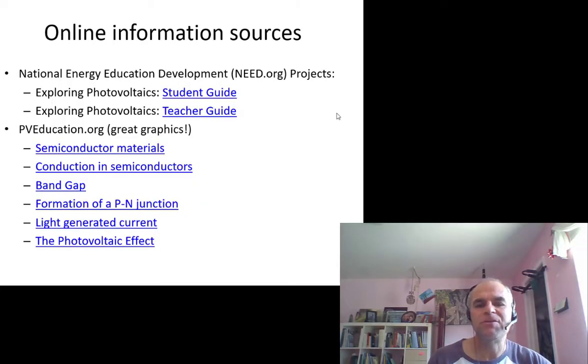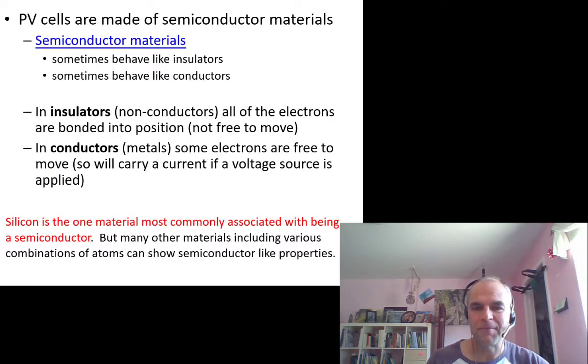So there's some really good sources if you want to dive deeper into how solar cells work. And I'll provide these on a PowerPoint slide for you if you're interested. We can only go so far into it in the time we have, but I want to give you a taste for how they work.